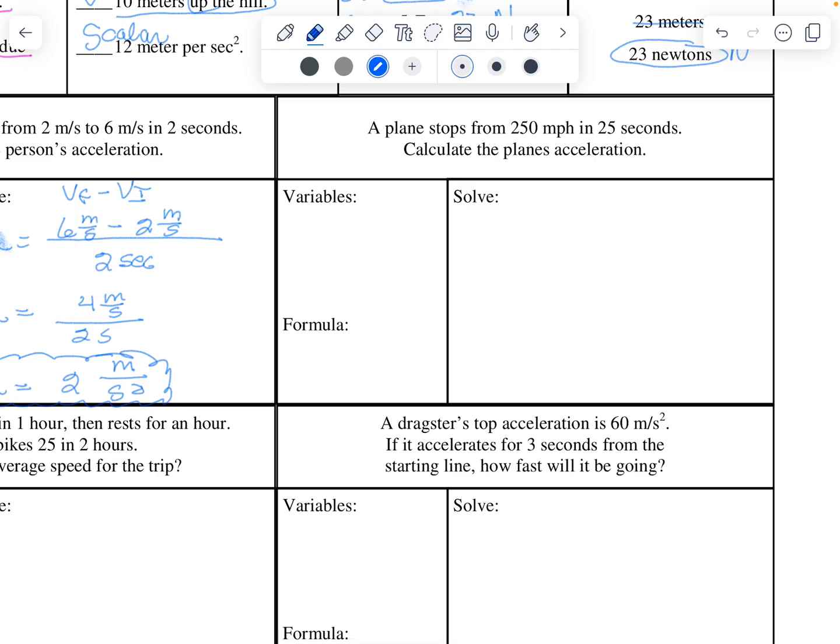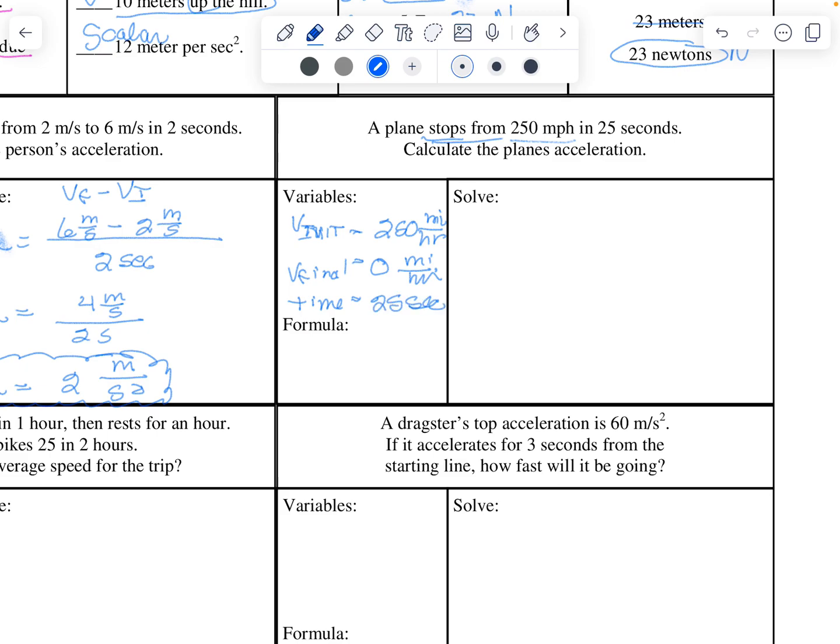A plane stops, so that means that my initial speed, I'm going to use V this time, and my V final, and my time. It says a plane stops. So initially I'm going 250, that's miles per hour. And our final is 0 miles per hour. And our time is 25 seconds.